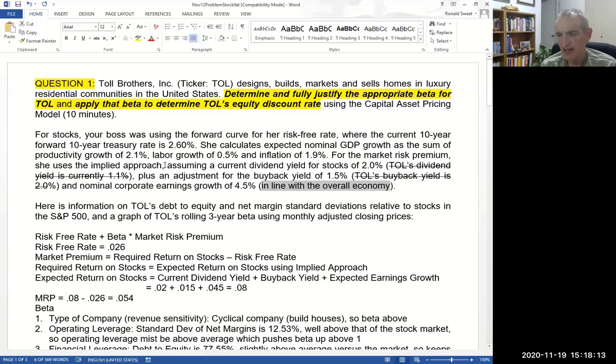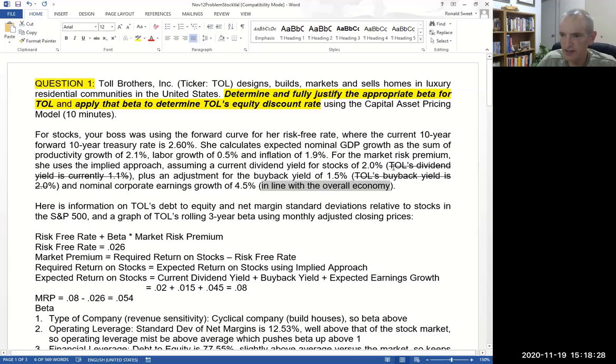So she might say, hey, I think the economy is going to grow 4.5%, but I think corporate earnings will be 0.5 below that. So whatever she says, this is really a question of whether you can read the paragraph and just understand what she's saying, and that you understand the formulas and know what to look for.